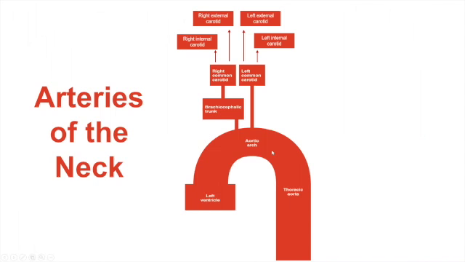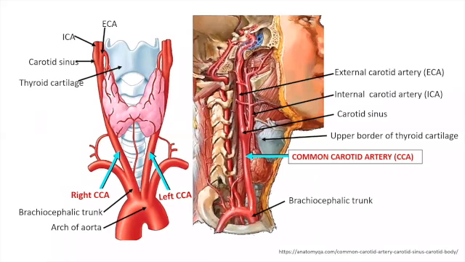So first, if we start at the aorta, the left side branches into the left common carotid, which will then branch into the left external carotid artery and the left internal carotid artery. Then when we look at the right side, that branches to the brachiocephalic trunk, which will then branch into the right common carotid artery, which will then branch into the right internal carotid artery and the right external carotid artery.